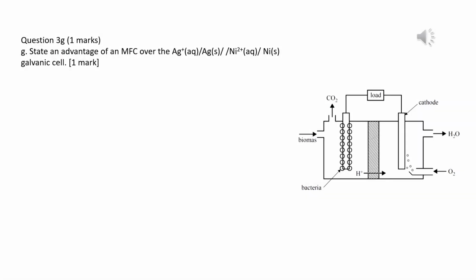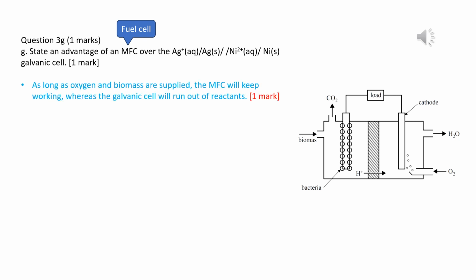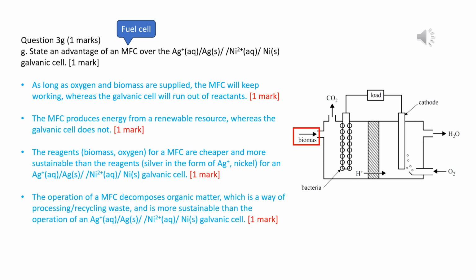An advantage of the fuel cell is that its reactants can be supplied continuously. As long as the reactants are supplied, the fuel cells keep working. But reactants cannot continue to be supplied to normal galvanic cells. Reactants are stored in normal galvanic cells only once. Here, biomass is used as a reactant in the MFC. Biomass is renewable and cheaper. So, renewable and cheaper are advantages of the MFC over normal galvanic cells. However, the fuel cell is also one of the galvanic cells.